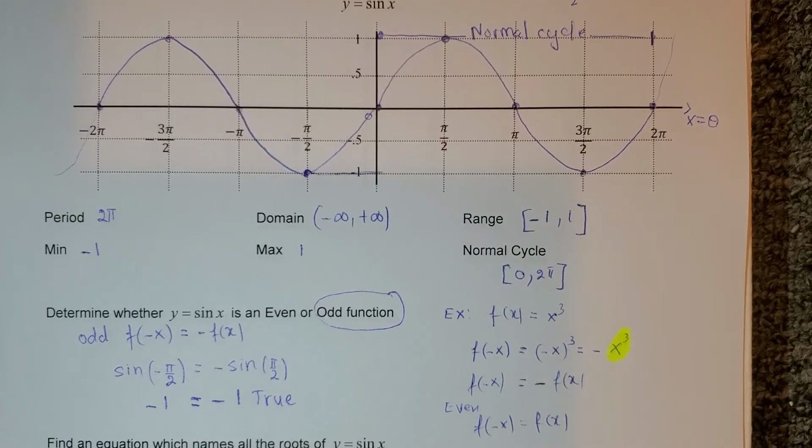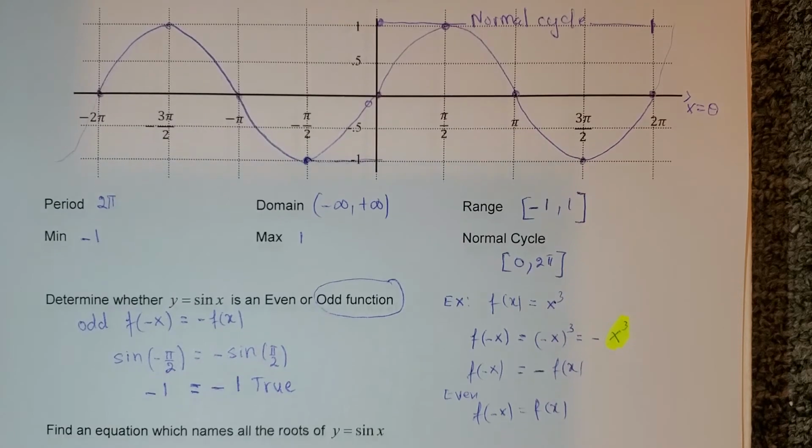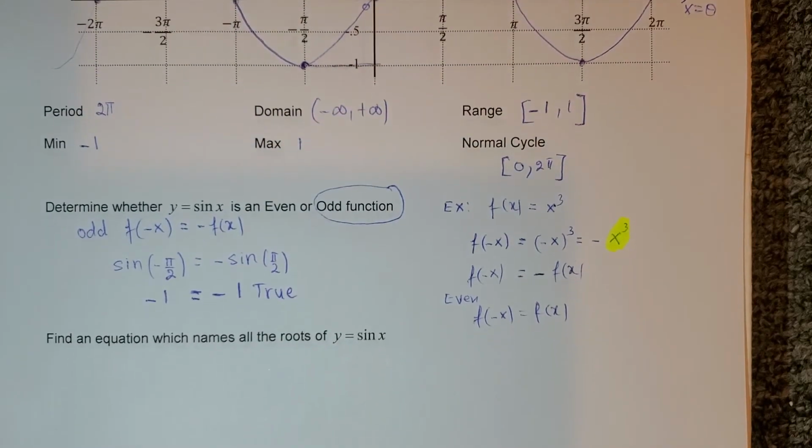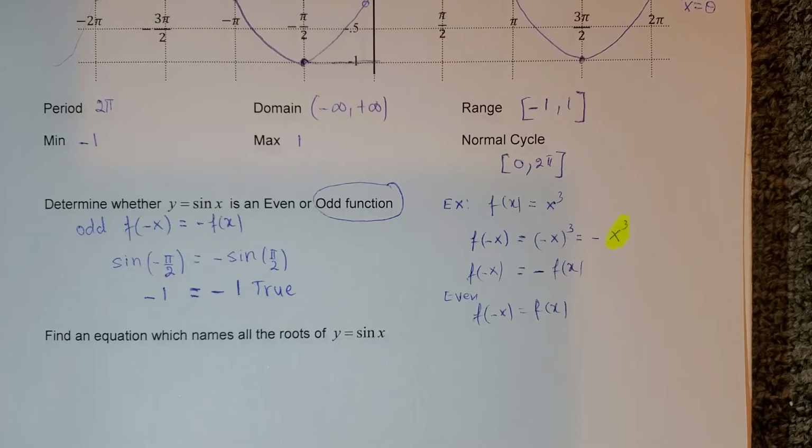Now we're going to move on to the next one. We want to find an equation which names all the roots of y equal to sine. To do that, we want to find all the roots. In order to find the roots, that means when y equals 0. In other words, we are looking for the x-intercepts. So I want to find all the x-intercepts.